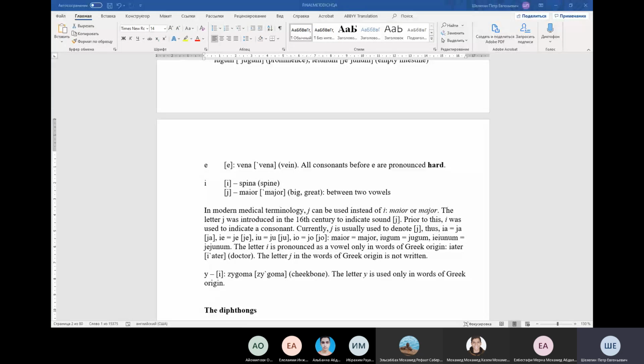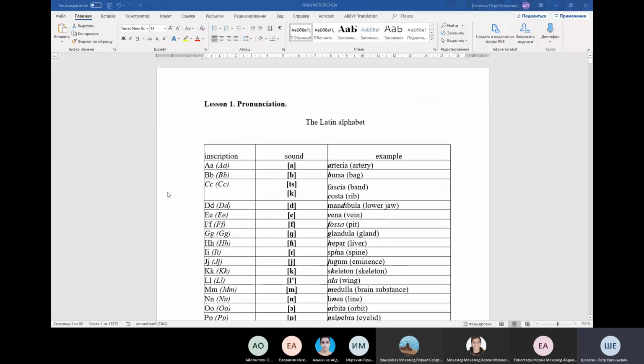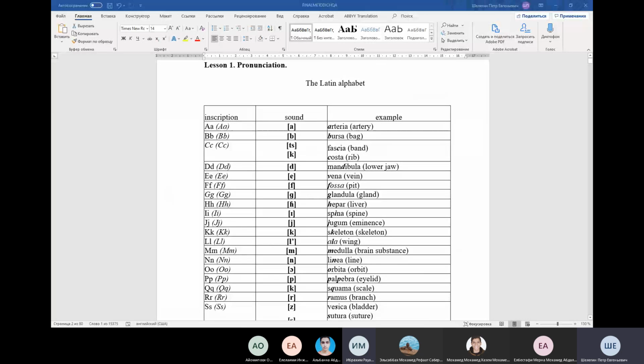Okay, I'm back. And we are continuing with the consonants. And speaking about the consonants, some of them will have some separate rules, some exclusive rules of pronunciation. So let's start with consonants.